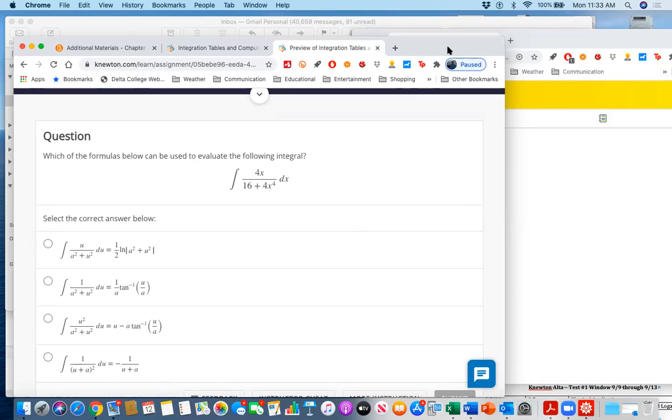So actually this time, I think I'm going to go ahead and stop my share. We can come back to that one. I'm going to whiteboard this one, and then we can figure out which one of those formulas works. We'll just go back to it. So let's look at the problem.